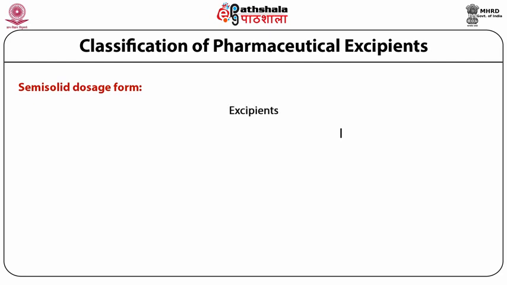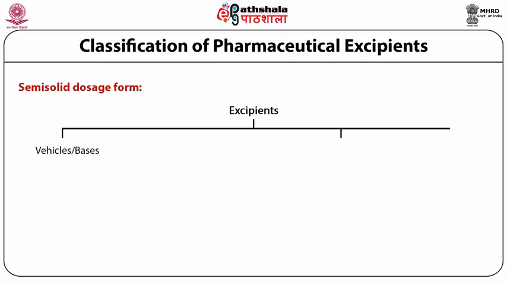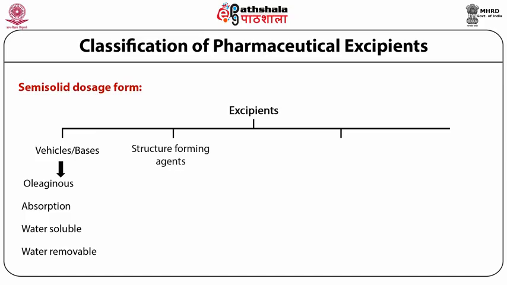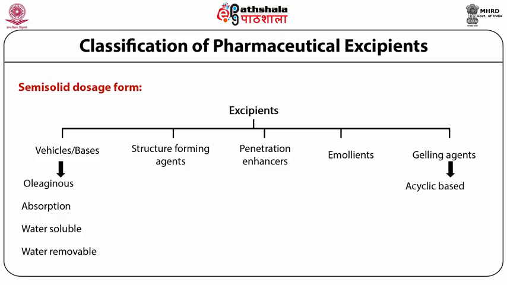The first category is vehicles or bases. Under this category, oleaginous type, absorption type, water soluble type, and water removable type bases are incorporated. The second category is structure forming agents. The third one is penetration enhancers. Next is emollients, and the last one is gelling agents. Gelling agents could be acrylic based, cellulose based, or natural based agents.